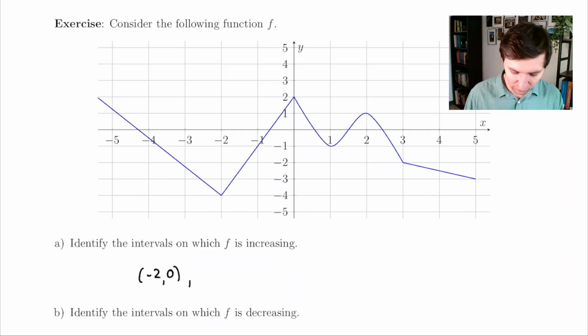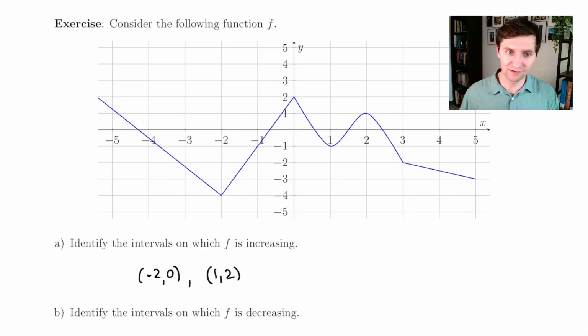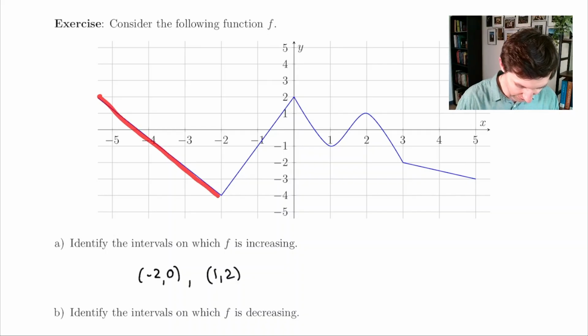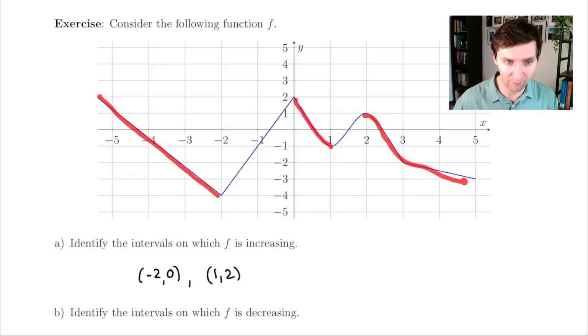There is one more place where this function is increasing. It is right here on the interval from 1 to 2. There are 3 places where this function is decreasing. This function is decreasing here, this function is decreasing here, and this function is decreasing here.